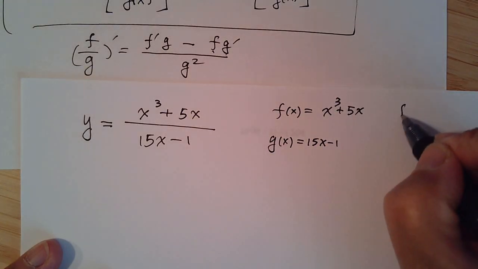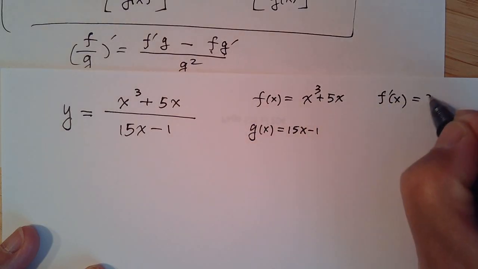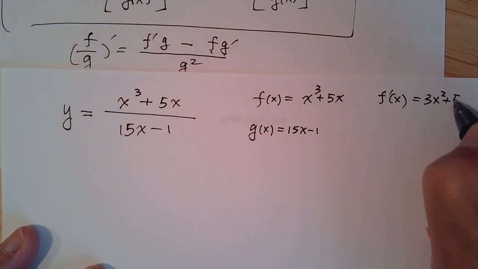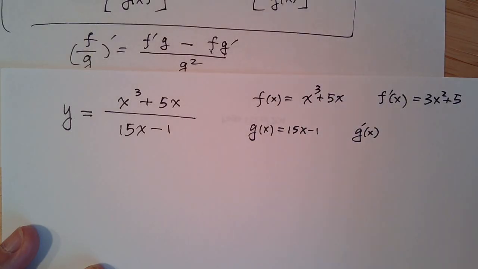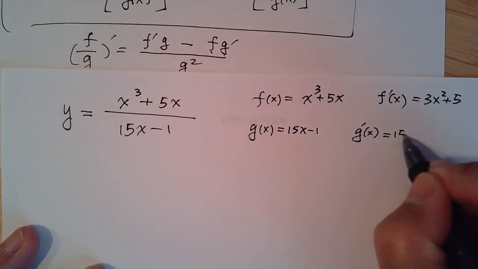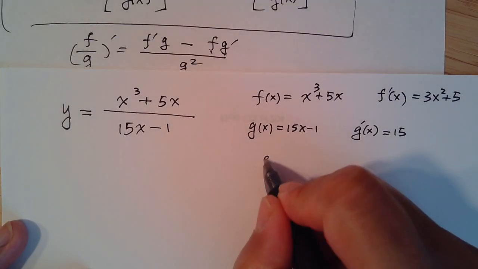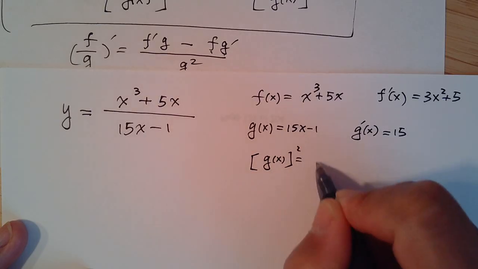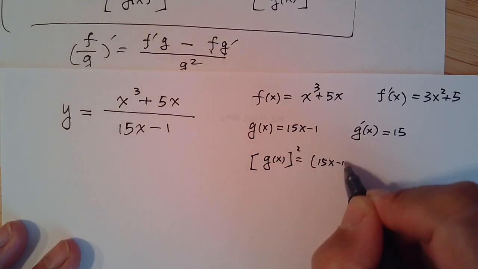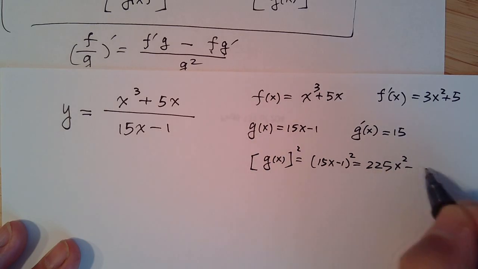Now, what is f prime? If you take the derivative of this, you get 3x squared plus 5, isn't it? And what is your g prime? g prime will be just 15. Okay, and what about g of x squared? That is 15x minus 1 squared, which is 225x squared minus 30x plus 1.